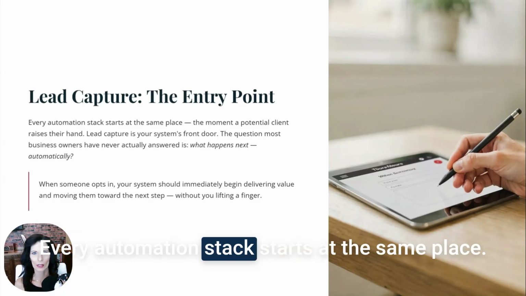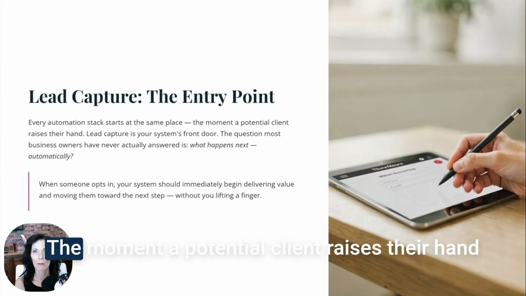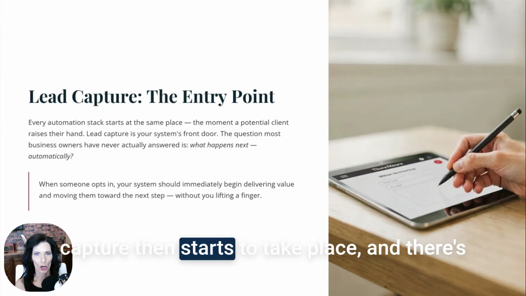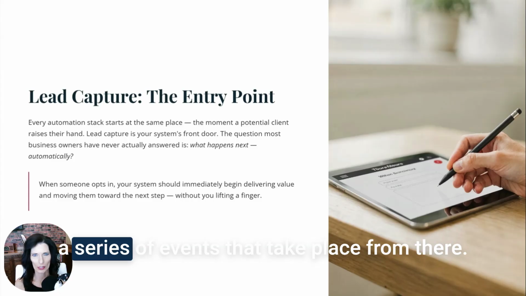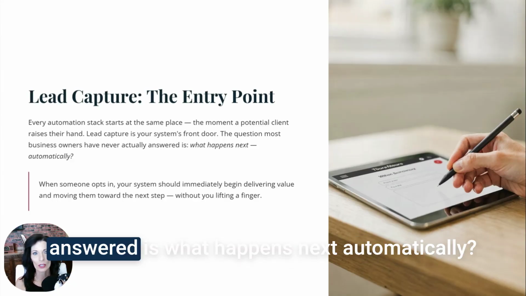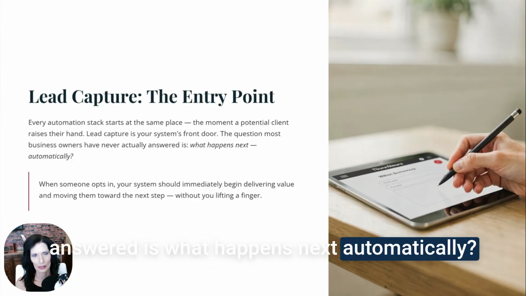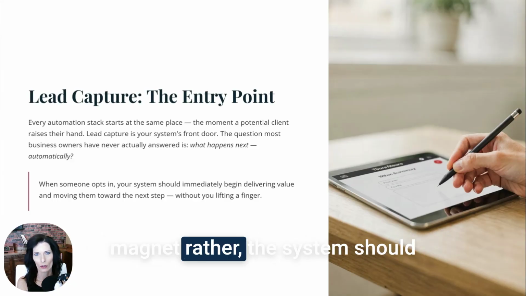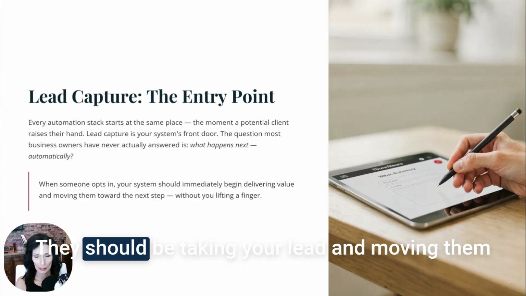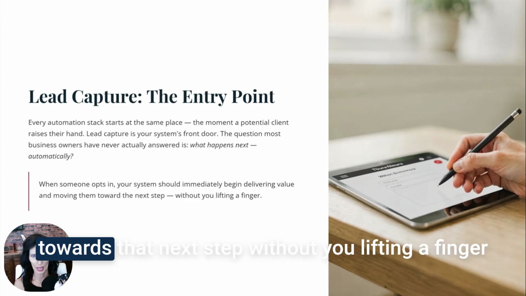Every automation stack starts at the same place. The moment a potential client raises their hand and says, yes, I want that free cookie, the lead capture starts to take place, and there's a series of events that take place from there. The question that most business owners have, and that actually never really gets answered, is what happens next automatically? When someone opts into your lead magnet, this system should automatically begin delivering the value. It should take your lead and move them towards the next step without you lifting a finger.